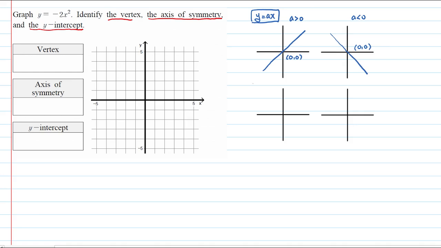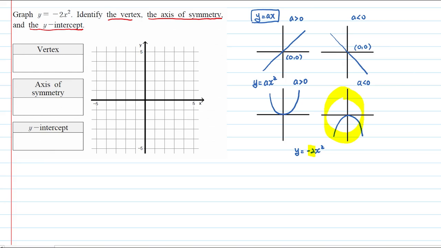Now the graph of y is equal to ax squared. If a is greater than 0, it's a U shape. If a is less than 0, it's an upside down U shape. Now, our question is y is negative 2x squared, so the shape will be an upside down U shape.